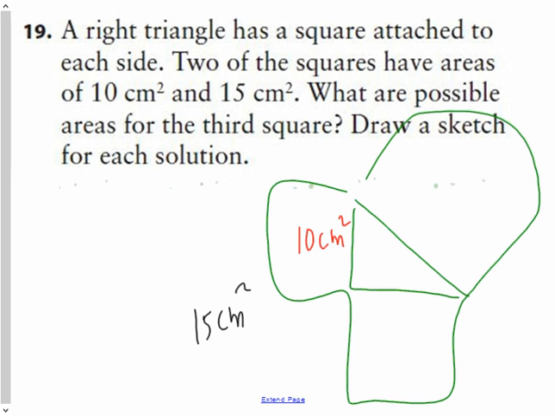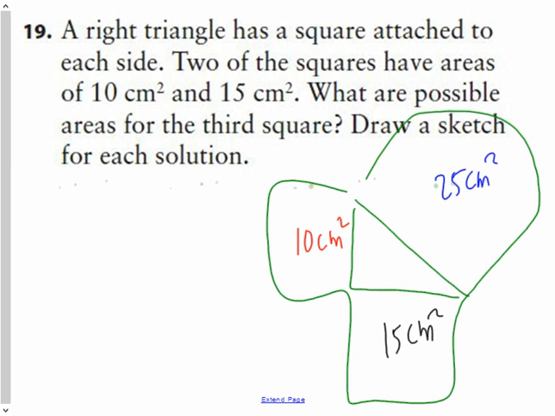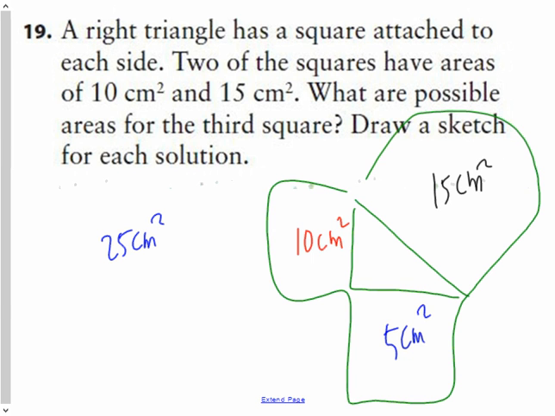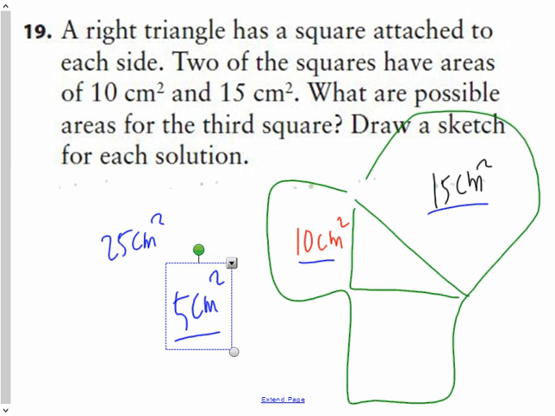So one of the possibilities, it is possible for this to be one of the things. And if this was it, the area of this one would be 25 centimeters squared. That is one possibility. So one of the possible areas for the third square is 25 centimeters squared. But it is possible that this was the setup. And if this was the setup, then this here would be 5 centimeters squared because 10 centimeters squared plus 5 centimeters squared is 15 centimeters squared. So one of the other possibilities is that the other square was 5.